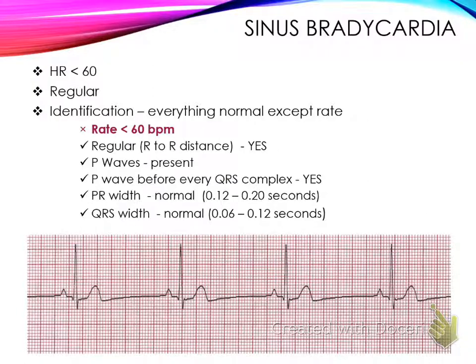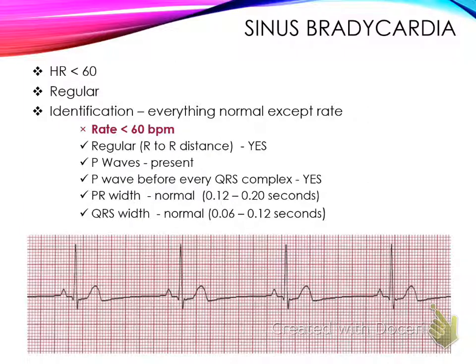And our QRS width, we have starting here and going to here. That's about 0.04 or 0.06. So we're normal there. Everything is normal except for your rate. We have a sinus bradycardia.